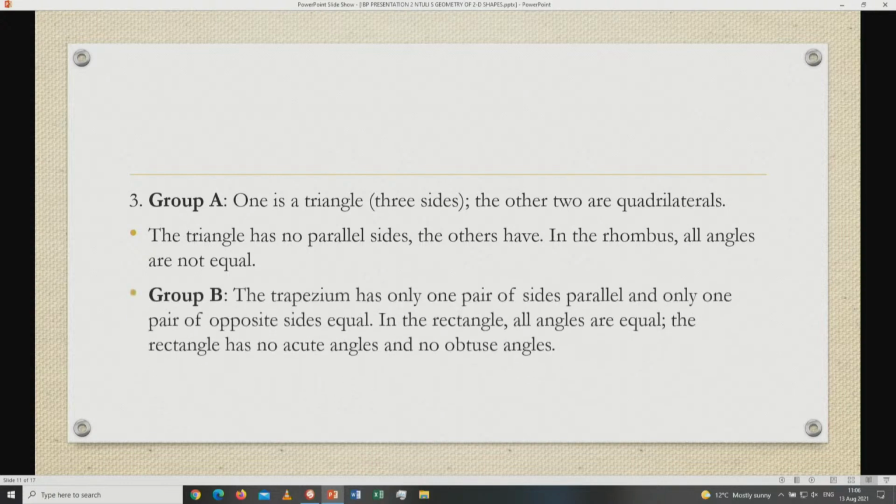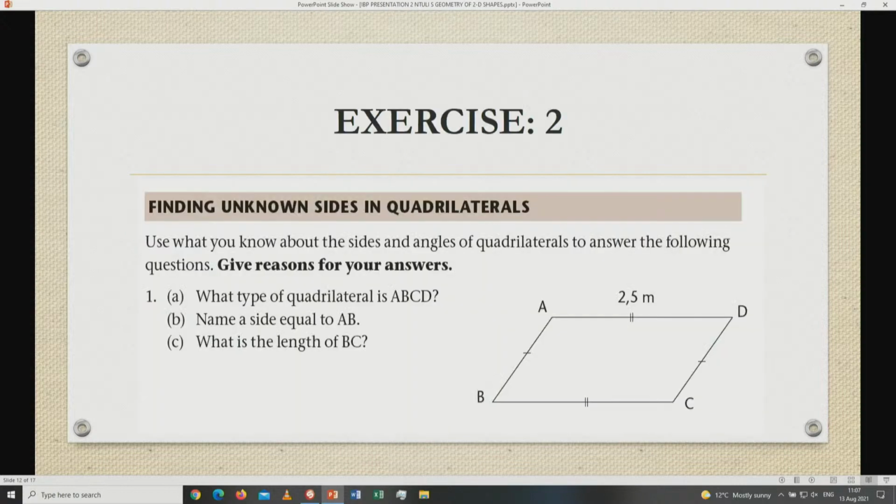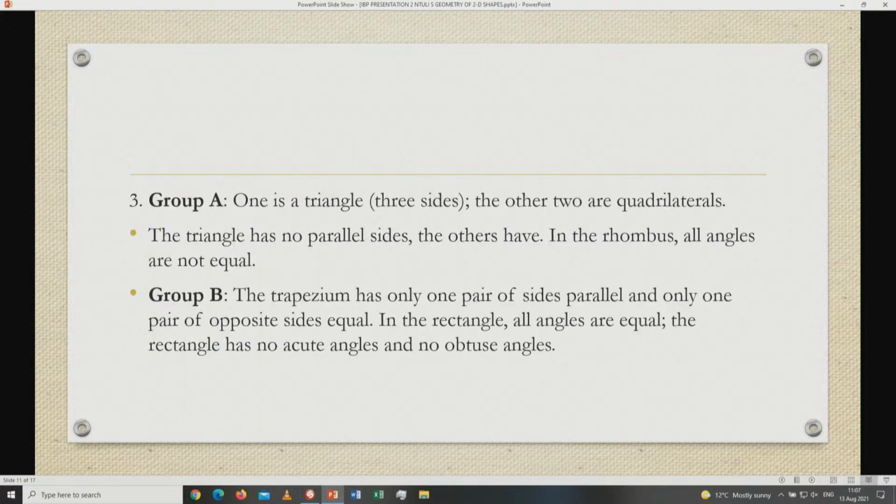Group B, the trapezium has only one pair of sides parallel and only one pair of opposite sides equal. In the rectangle, all angles are equal. The rectangle has no acute angles and no obtuse angle. Right. So that is very important, guys.